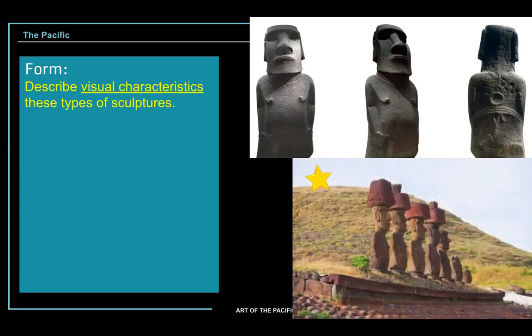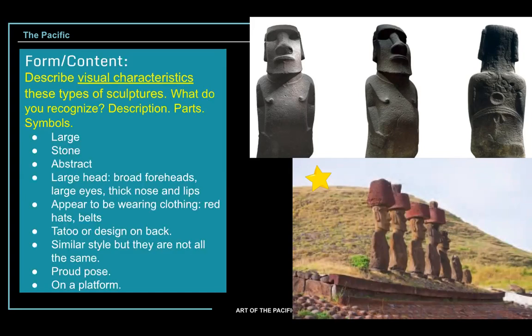Well, how would you describe it to them? Big people with hats, right? They are. They're gigantic. They're massive. They've got big heads, right? Here's the list, right? They're large. They're made out of stone. We said humanoid, right? They're abstracted, right? They have large heads. If we nitpick their head, they have broad foreheads, large eyes, thick noses, and lips, right?